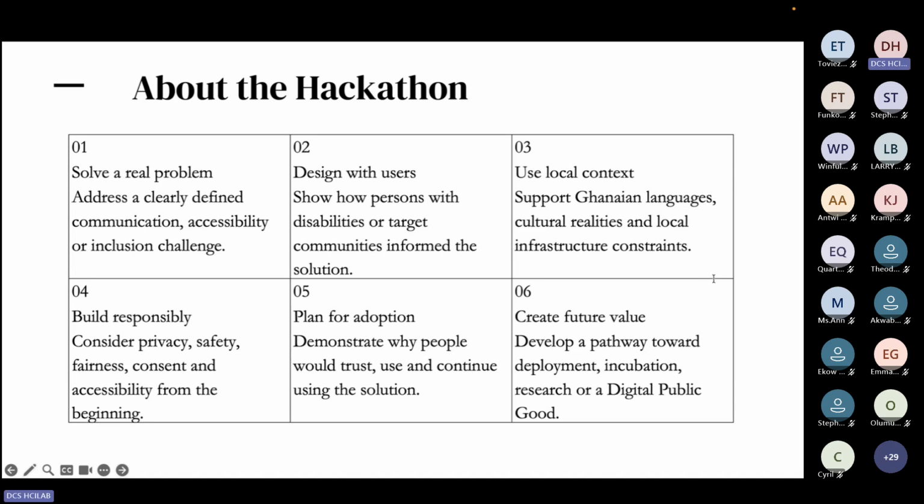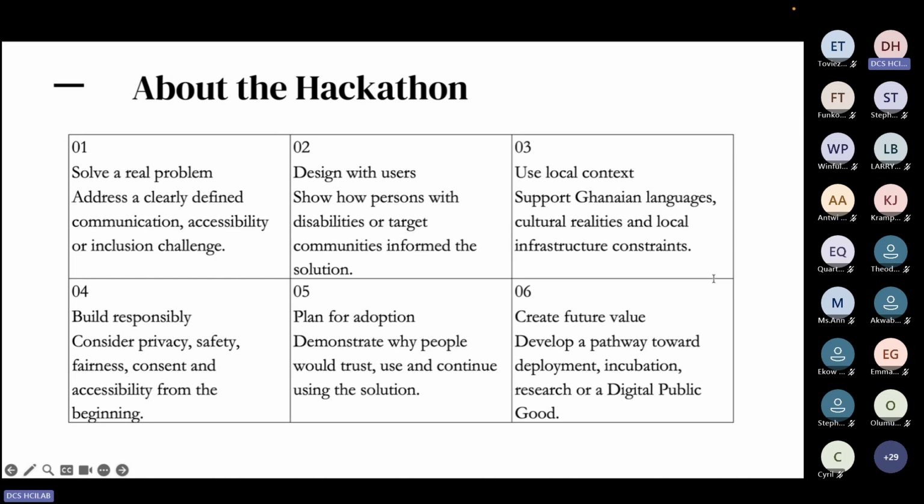You're also expected to build responsibly, considering privacy, safety, fairness, consent, and accessibility from the beginning of your design. This should not be an afterthought. All of these factors should be considered from the inception stage of your project. And then you're also supposed to plan for adoption. At the end of the day, we are not just looking for another prototype that will end up on the shelf. We are looking for solutions that can be adopted. So demonstrate why people would trust, use, and continue using your solution.